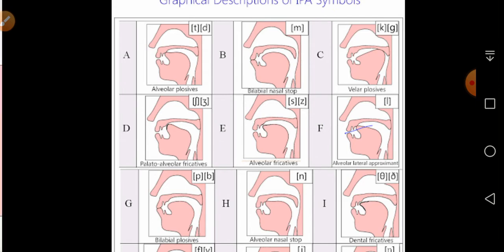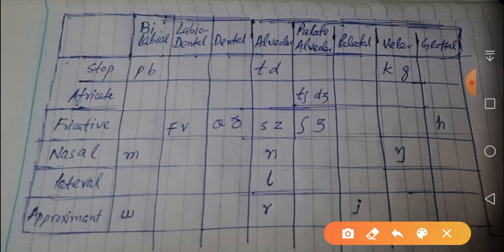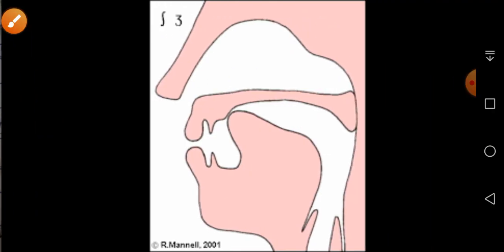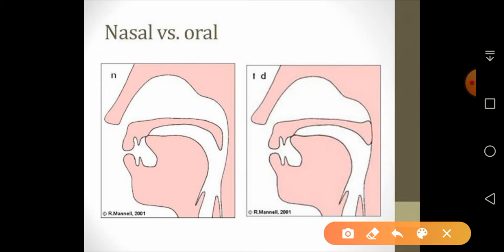Okay, now let's go back to the chart again and see. Now we are going to talk about this. This is known as an alveolar sound. It means the place of articulation is alveolar, so outgoing air is obstructed at this place. Again, it's a nasal sound. Let's go to the picture and see. Here is a very clear picture.